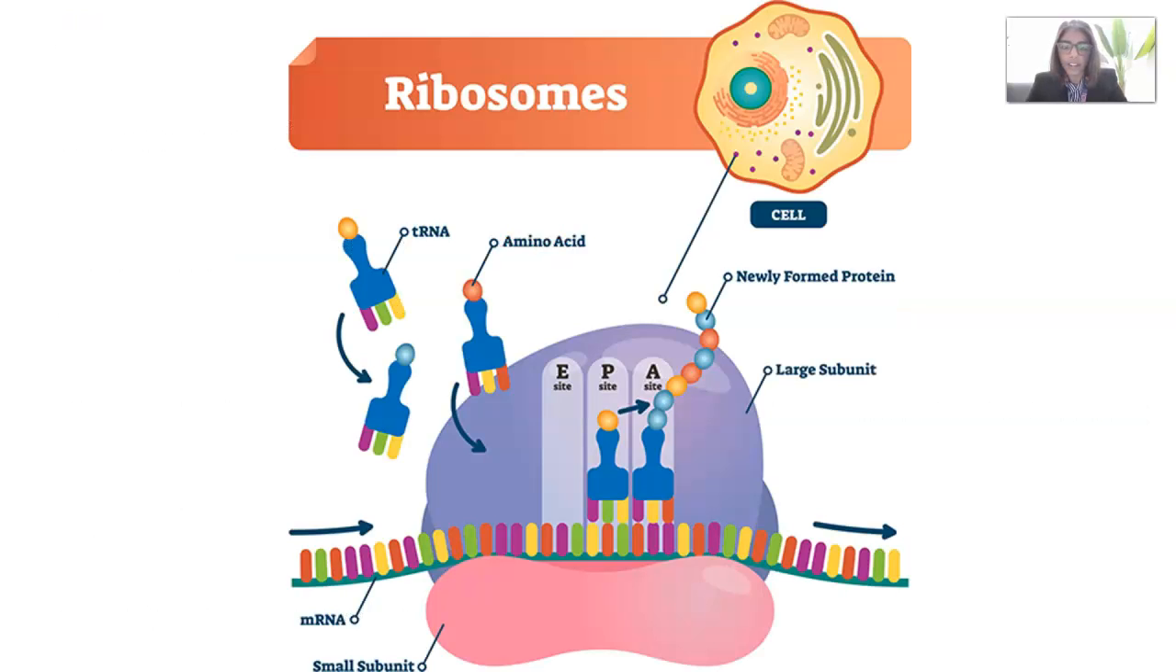So here I've just got a diagram, a little cartoon explaining what we've talked about. You might want to use this to help write down some notes. You don't need to worry about the E, P and A sites, that's a bit more advanced, but what I do want you to focus on is the mRNA moving through, the complementary anticodon and codon sequences, and the growing polypeptide chain.